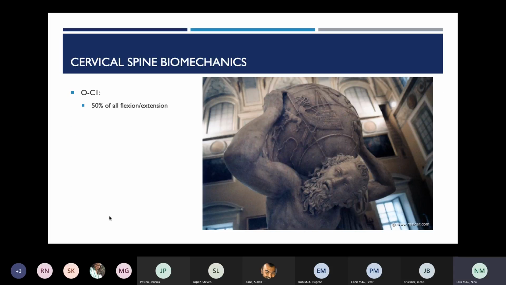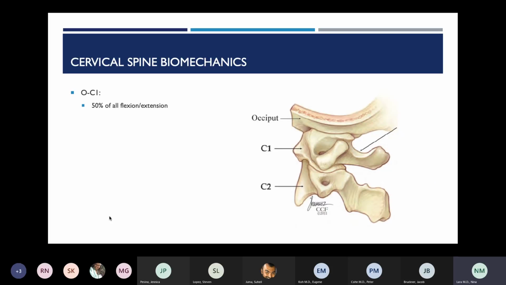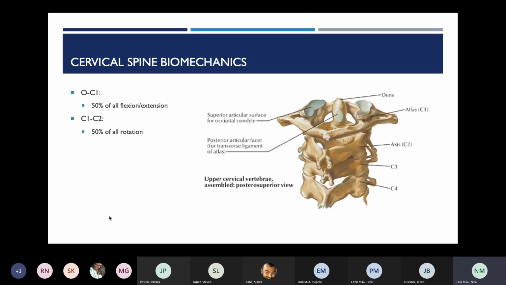So when we talk about occiput and C1, the majority of the motion, or 50% of all flexion and extension, comes from this area. This occipital cervical junction, or C1, can also be called the atlanto-occipital joint, occipital cervical junction, or craniocervical junction. So you'll see all those terms used interchangeably. There are convex occipital condyles that articulate with the concave lateral masses of C1. At C1, C2, the majority of the rotation, 50% of head rotation, comes from this area here.